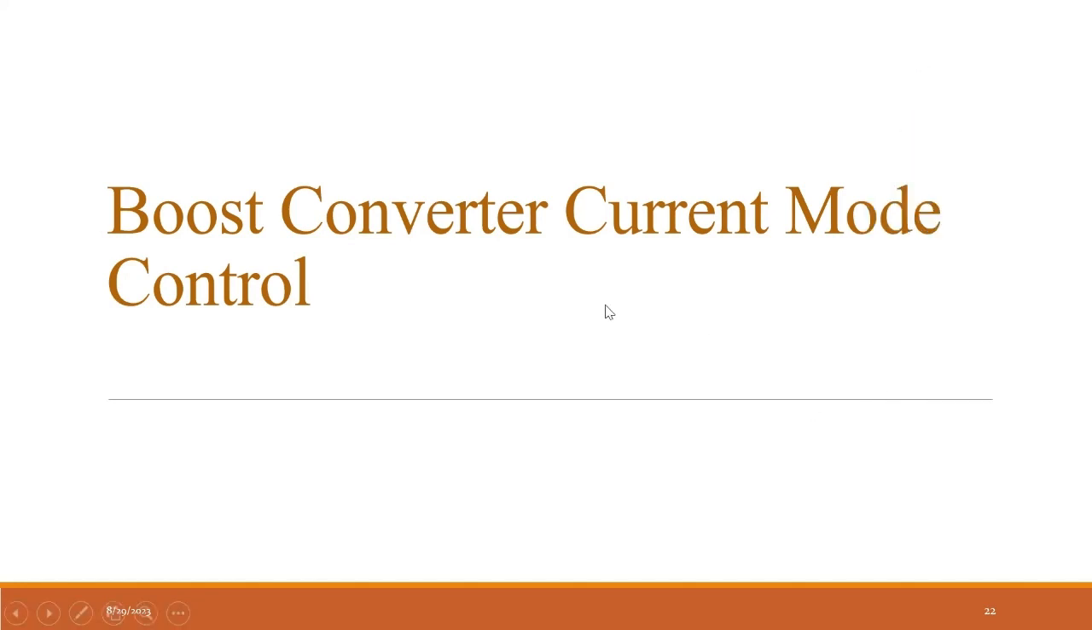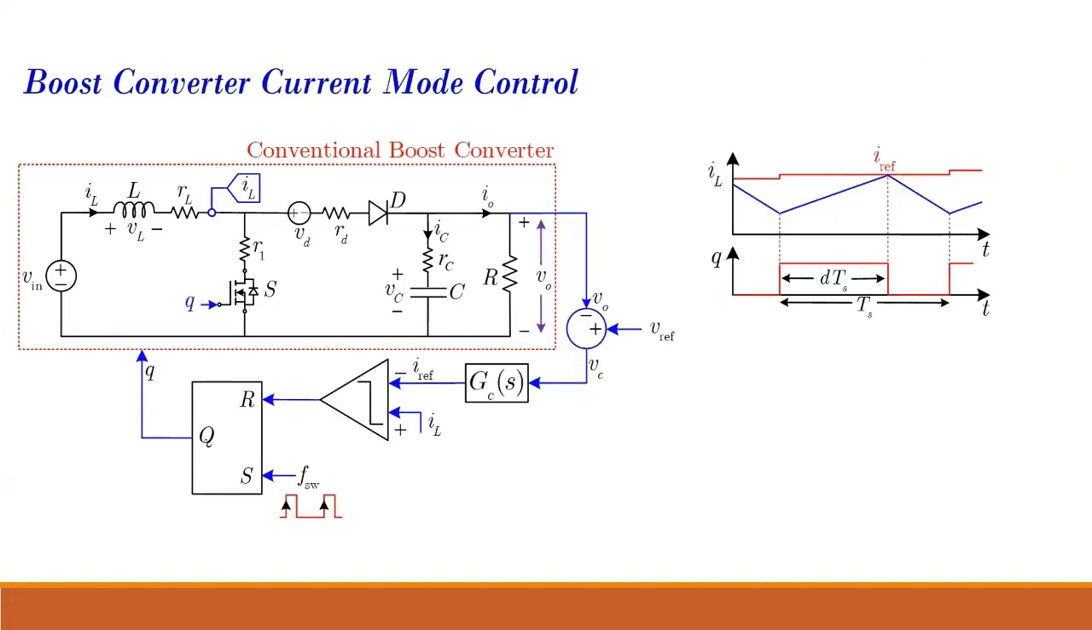Okay, so I will proceed with boost converter current mode control. Now we have studied how to design the gains in the case of voltage mode control. Now we will consider how to design the gains in the case of current mode control. So this is the block diagram.